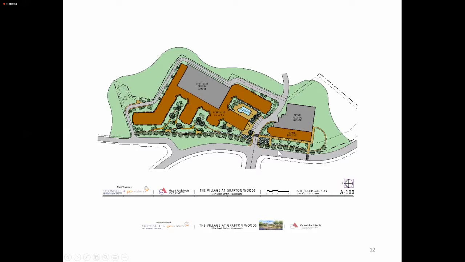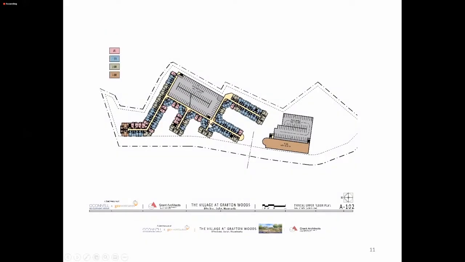So as far as unit counts, and we can go back a page to see that, it's actually a breakup of several different uses. So there's efficiencies, 1 bedrooms, 2 bedrooms, and 3 bedrooms. There's 71 efficiencies, 165 1 beds, 62 2 beds, and 8 3 bedrooms.